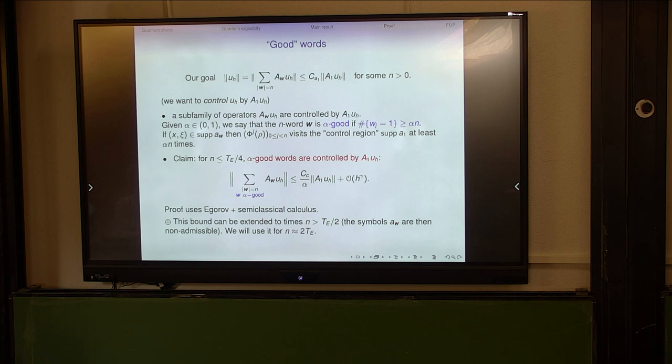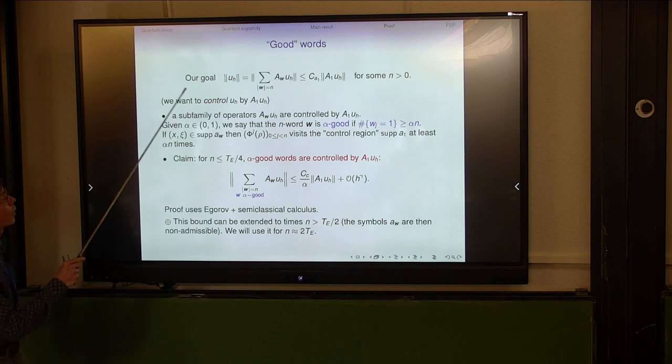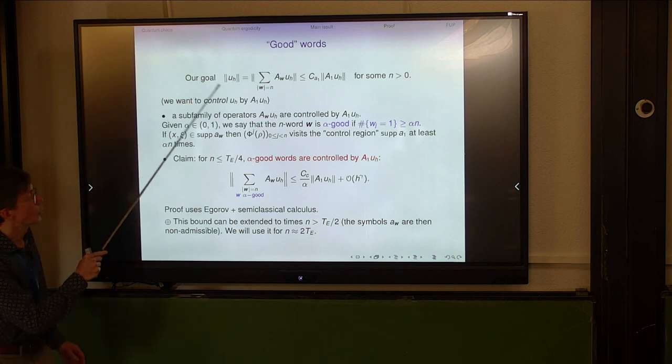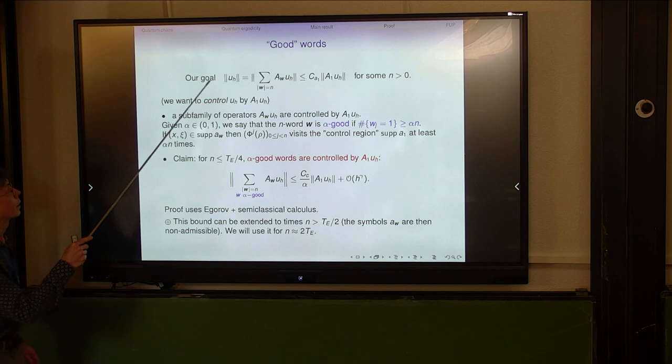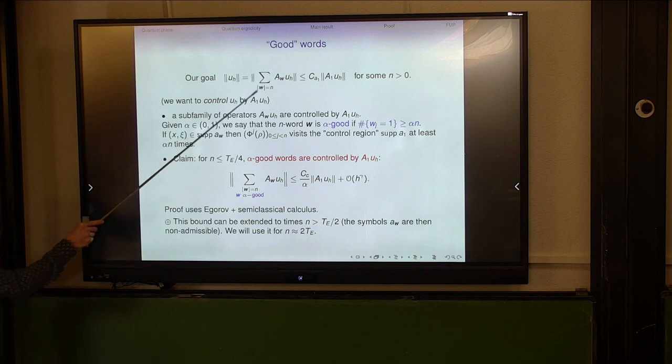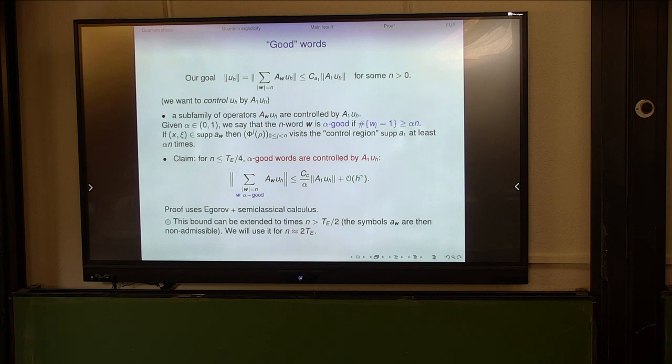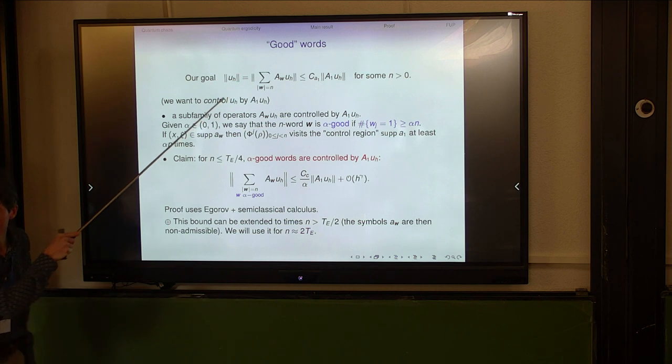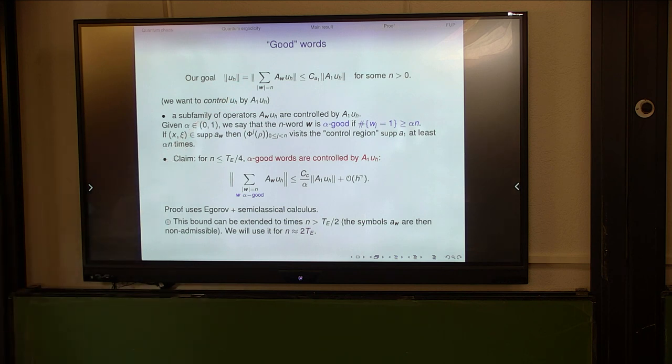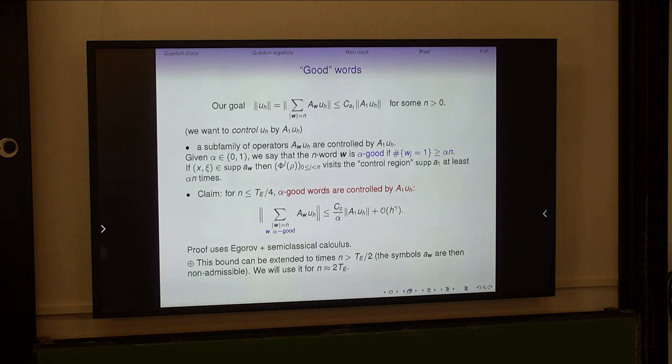Okay. So let's go back to our goal. So what we want is to control this full eigenstate, to control it by just one piece, by this piece here. And now, I'm using the refined quantum partition of unity, that is, this guy is essentially, up to remainders of size h to infinity, up to negligible remainder, the sum over all these pieces. So now the question is, among all these pieces, among all these word operators, are some of them better than the others? And they are indeed, let's say, good words. There's some family of good words which can be naturally controlled by this control here.